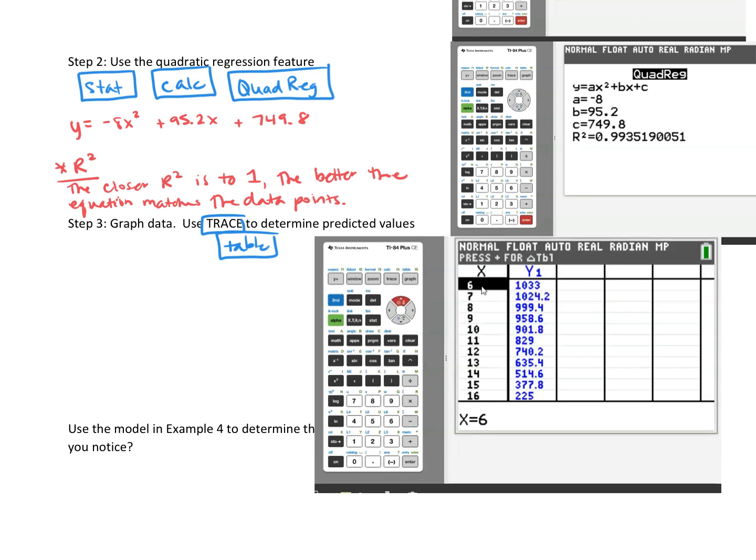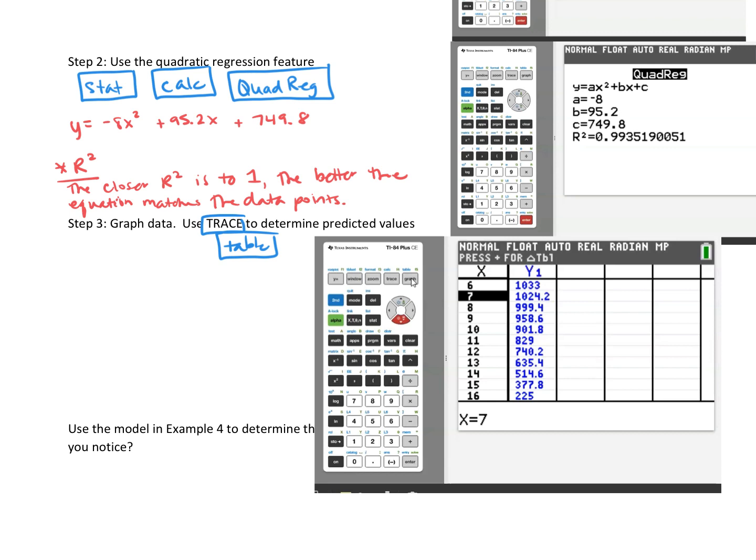So this 6 represents the 6th price increase. What is the expected, or the predicted revenue, $1,033. The seventh price increase, or after the seventh price increase, our expected or our predicted revenue is 1,024.2. So the question is, what do you notice?